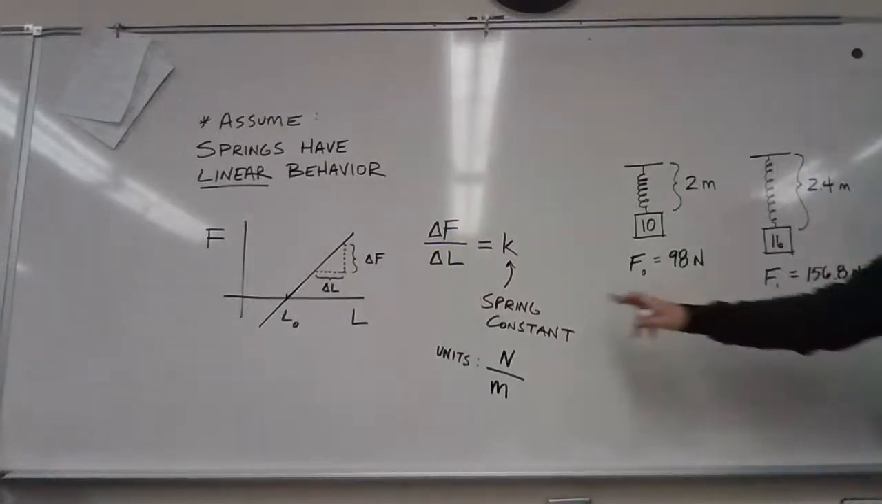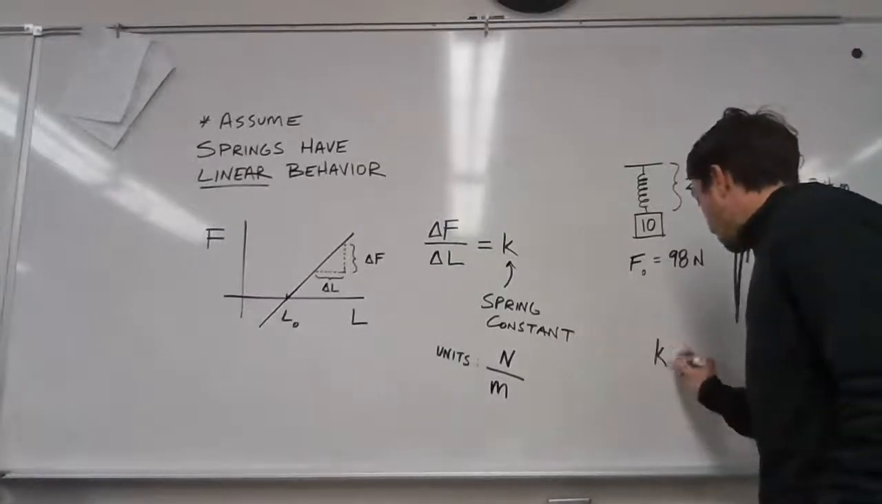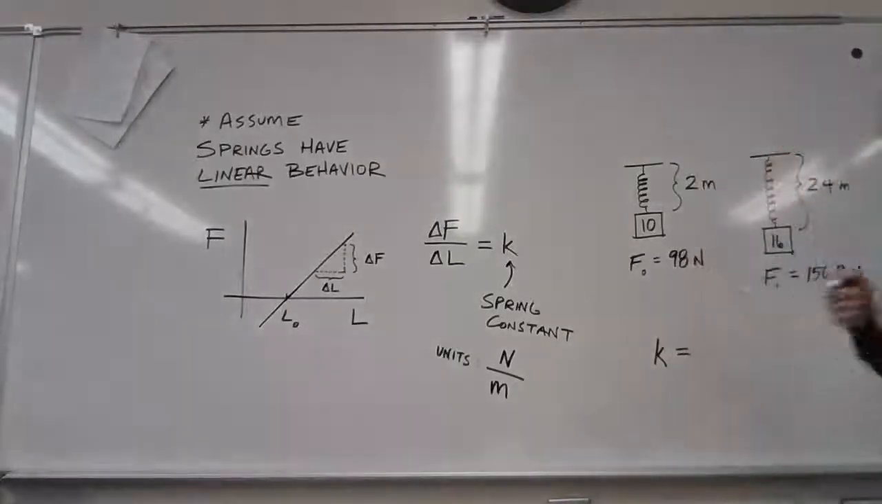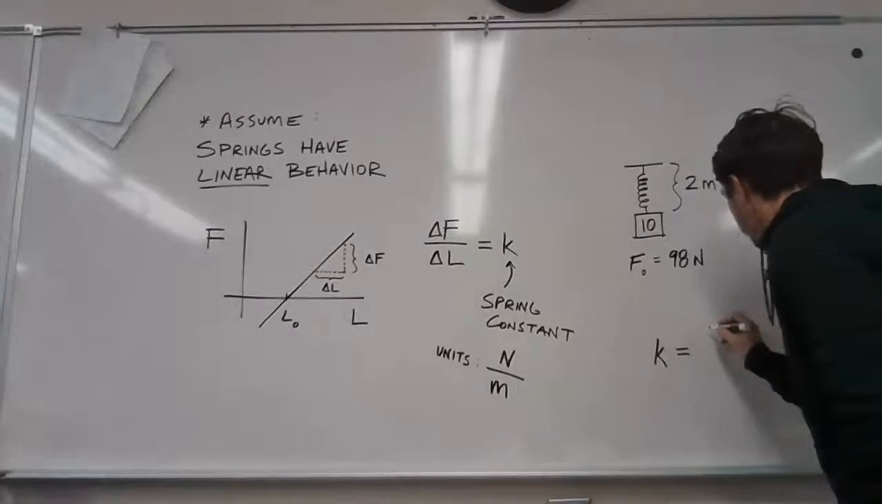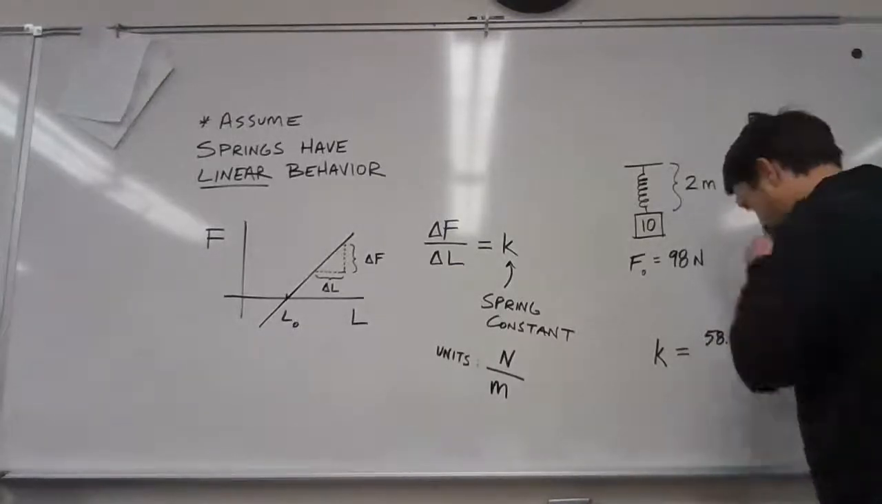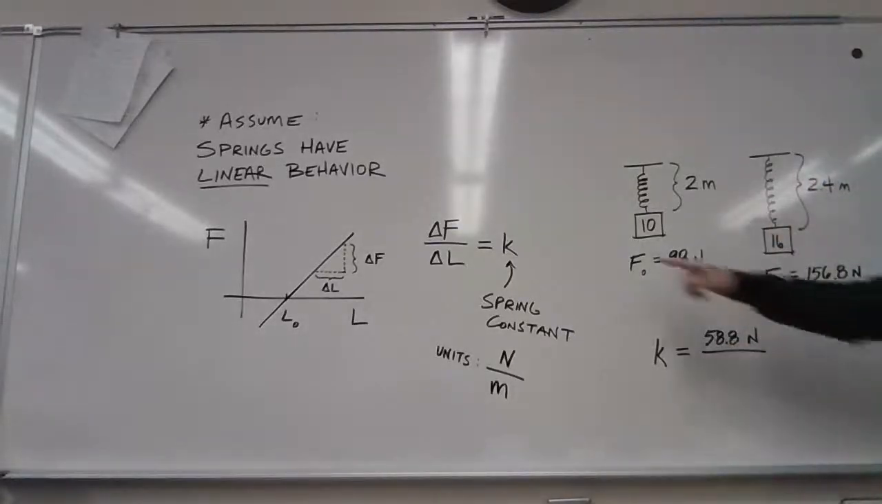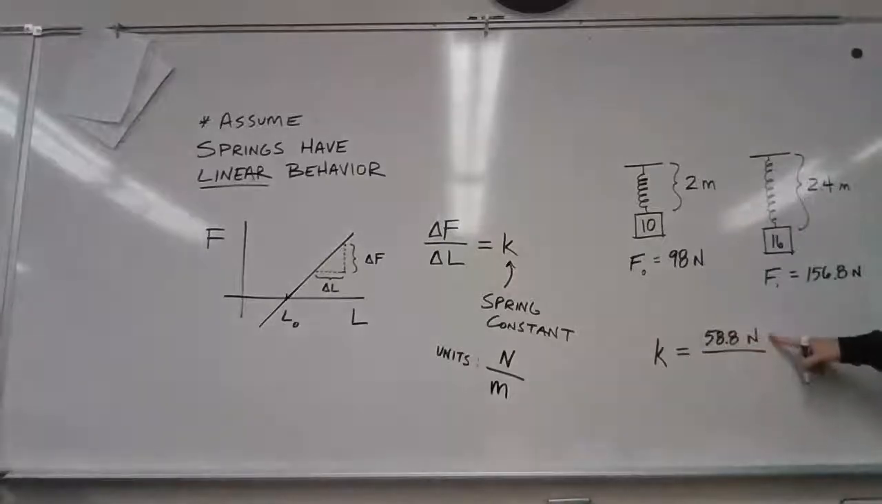And so let's take our new formula. Our formula says that the spring constant is how much extra force was generated here. You just subtract them, right? So what do you get here? 58.8 newtons. So there's the change in force. That's how many extra newtons there were. What's the change in length?